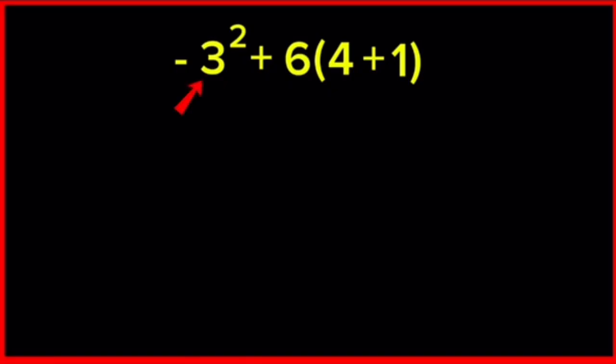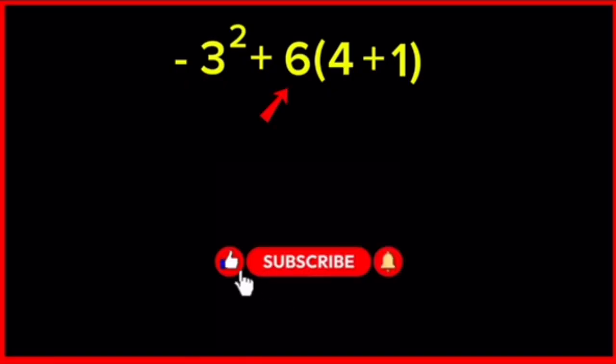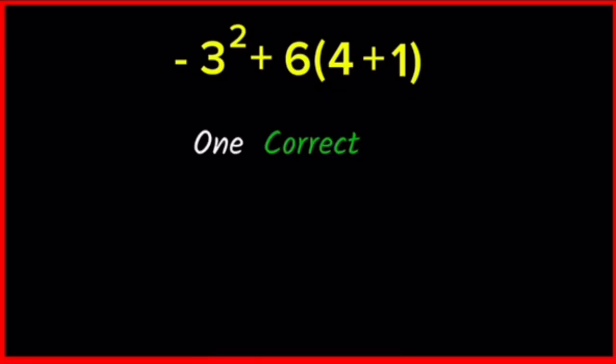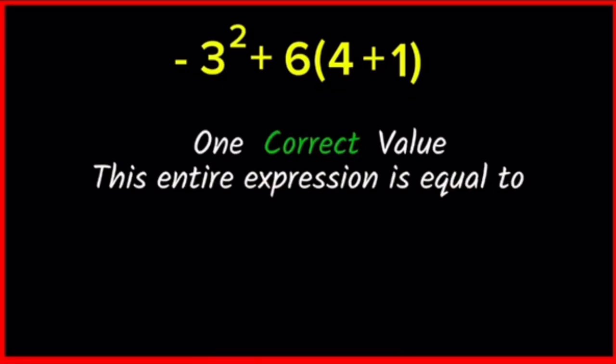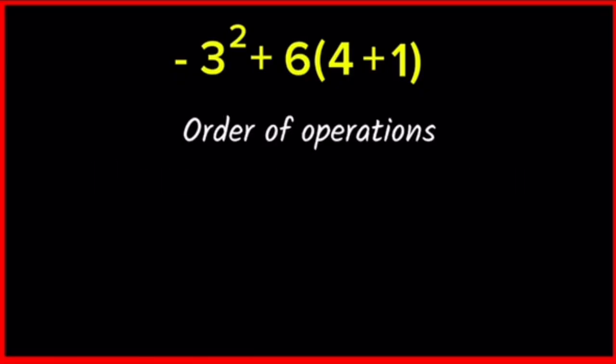The problem is negative 3 squared plus 6 times (4 plus 1). And we want to figure out the one correct value this entire expression is equal to. Now, whenever we solve a problem like this, the very first thing we should be thinking about is the order of operations. And this is where many students struggle, because in mathematics operations like addition, subtraction, multiplication, division, and exponents all have a specific order we must follow, because if you solve things in the wrong order, you can end up with completely different answers.